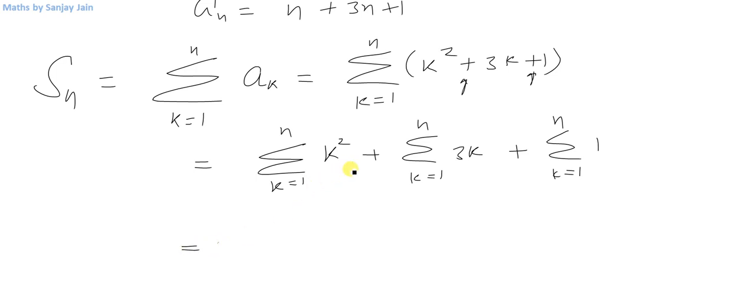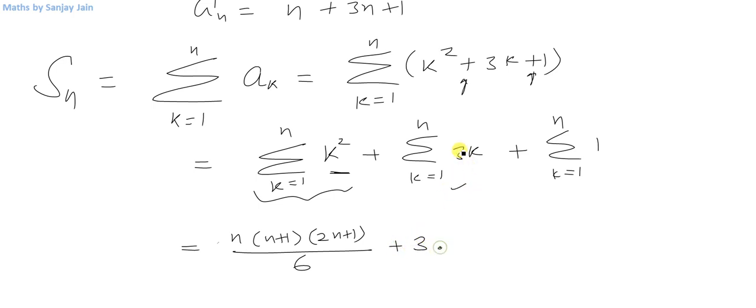We know that the sum of squares of the first n natural numbers is equal to n into n plus 1 into 2n plus 1 by 6. This is 3 into... 3 I can take outside, right? This 3, what I am doing is I am taking this here.